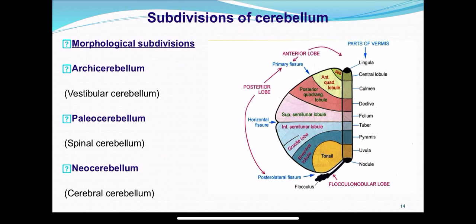Neocerebellum is the most recent one to have evolved in primates and mankind, or cerebral cerebellum, which has more cortical connections to do much better skillfully coordinated muscular movements. So morphological subdivisions of cerebellum are archae cerebellum, known as vestibular cerebellum, paleocerebellum, also known as spinal cerebellum, neocerebellum, also known as cerebral cerebellum. Archae cerebellum concerned with equilibrium, paleocerebellum concerned with tone and posture, neocerebellum concerned with highly skilled performance of voluntary motor activities.